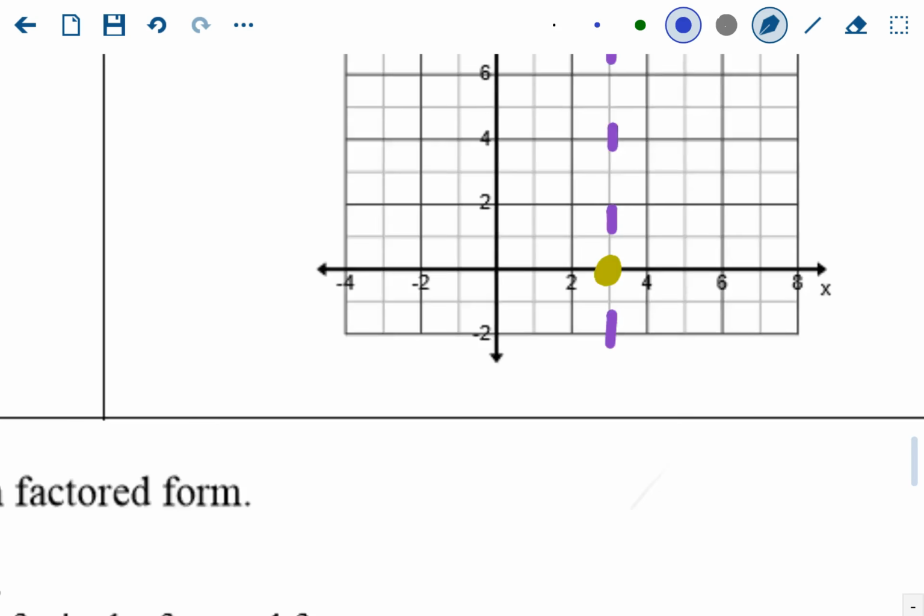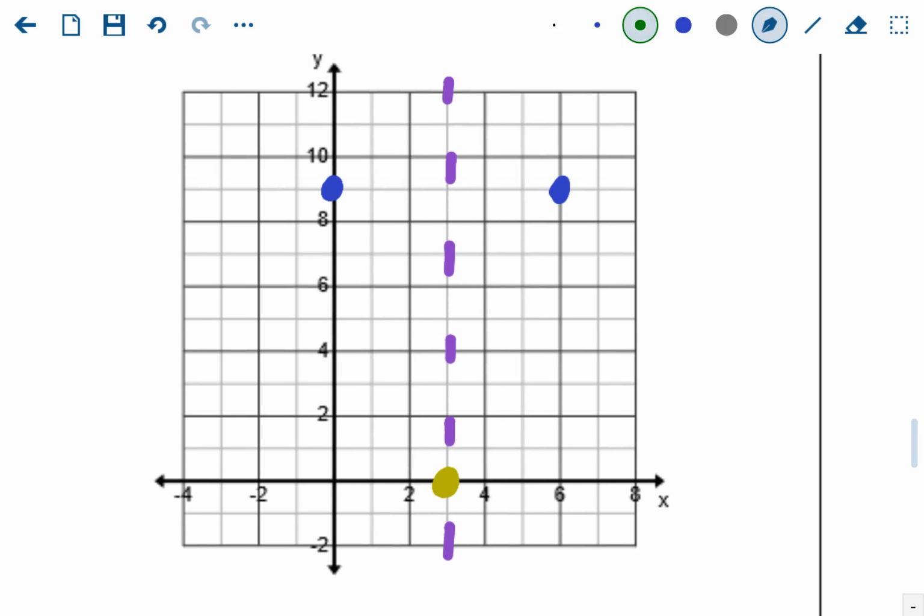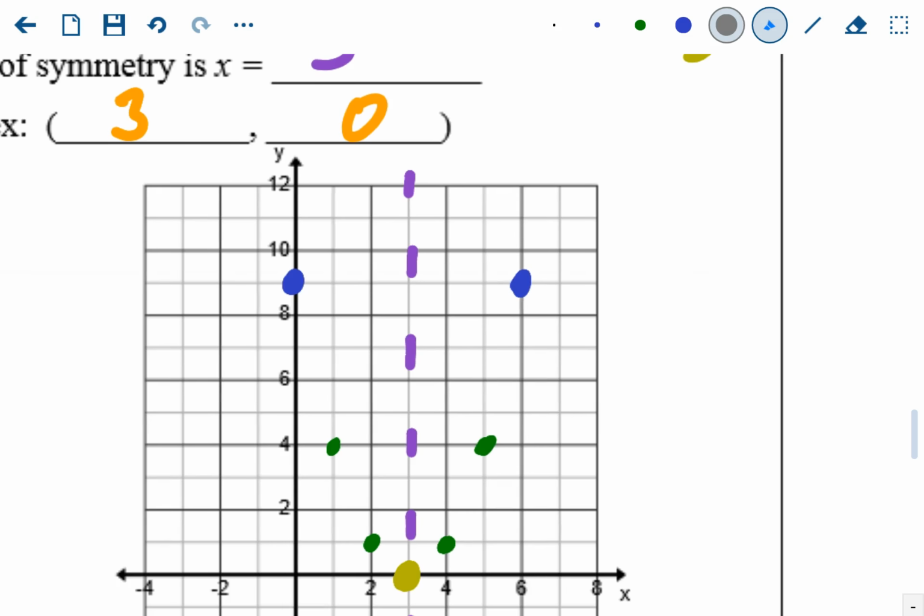Okay. And then if you plug in one more point, for example, I plugged in 2 and I got 1 out. You could also plug in 1, and you're going to get 4 out. Okay, so that's just plugging values in. We got 6 points, 7 points now. Graph your parabola.